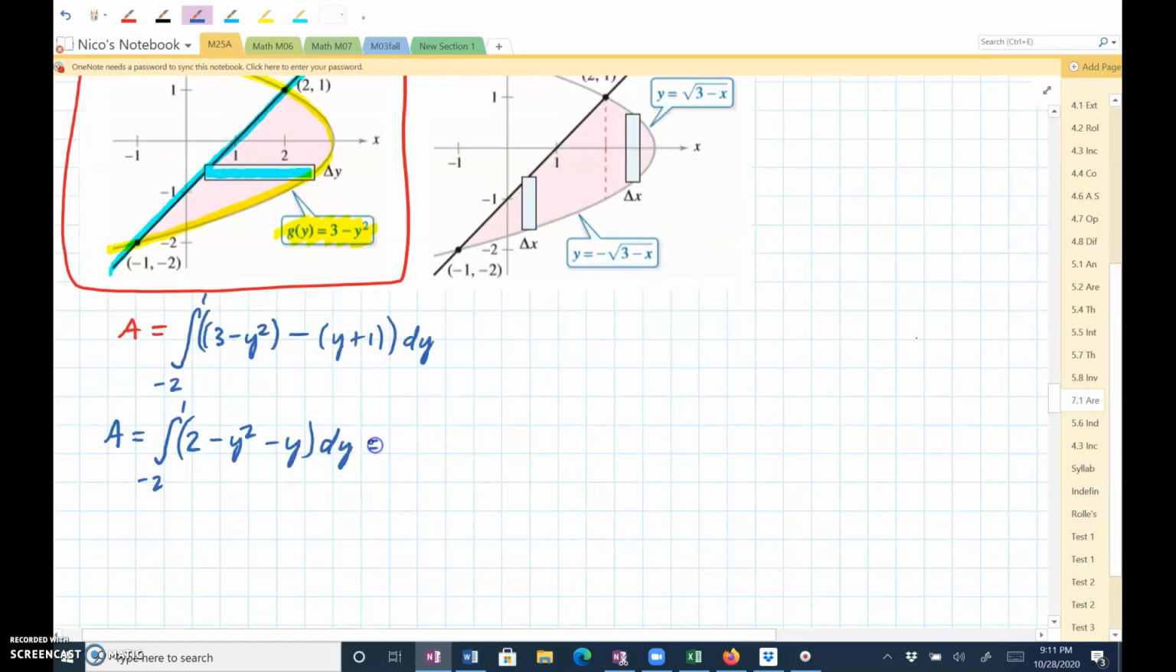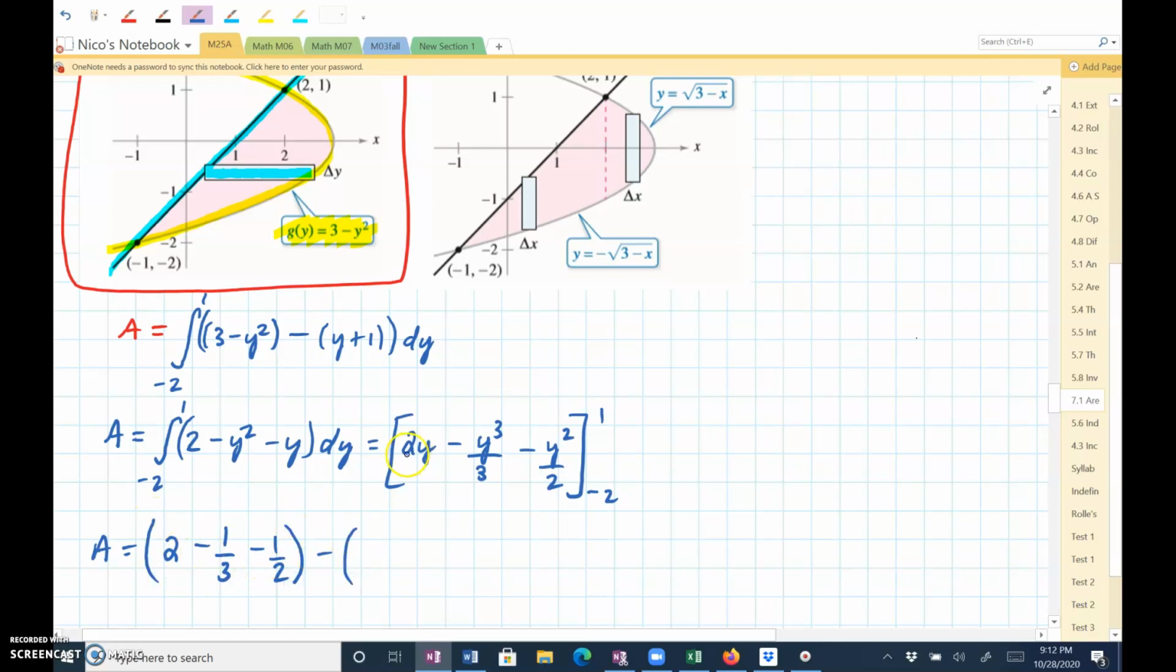Now we can find the antiderivative. So this would be 2y minus y cubed over 3 minus y squared over 2. And again, from negative 2 to 1. And now let's see. When we put 1 in here, I'm going to get 2 minus 1/3 minus 1/2 minus, plug negative 2 in here, this is going to be negative 4 minus, let's see, negative 8/3 minus 4/2.